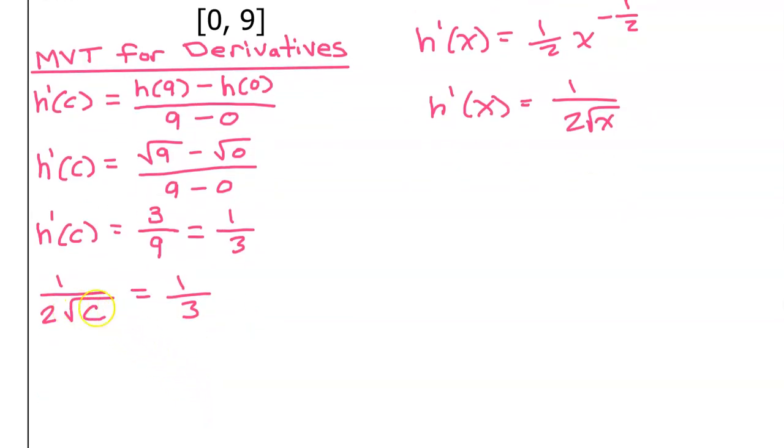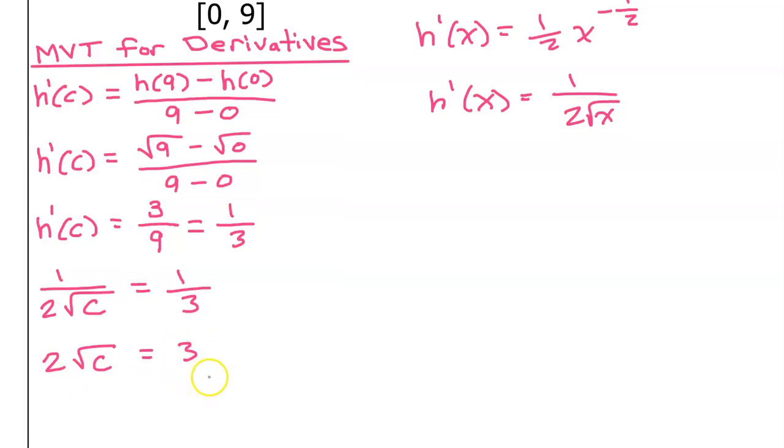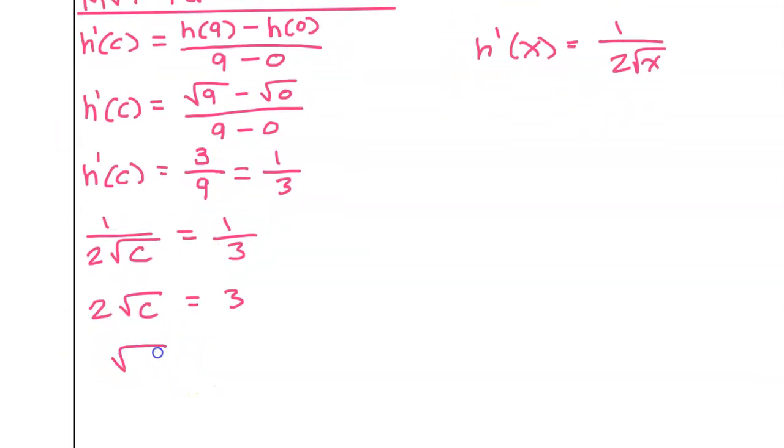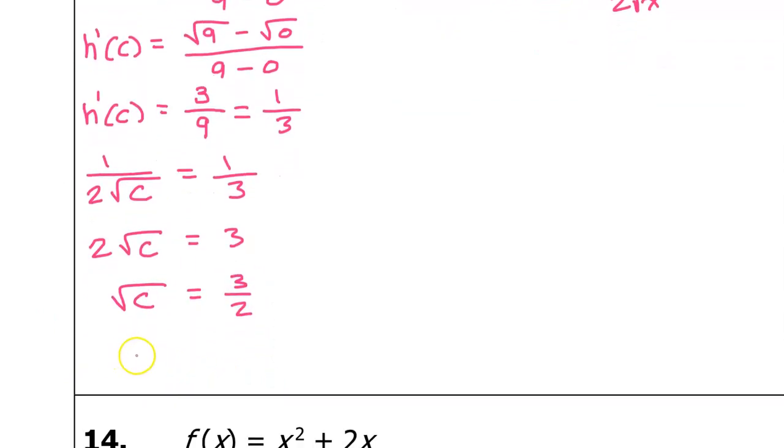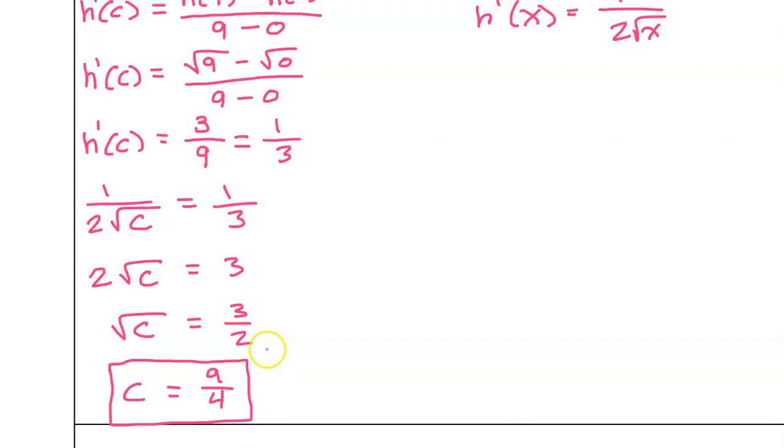Let's take the reciprocal of both sides of this equation. That will give us 2 radical c is equal to 3. Dividing both sides by 2, we have radical c is equal to 3/2. If we square both sides of the equation, we get c is equal to 9 over 4. So this is the value of c whose existence is guaranteed by the mean value theorem, the one for derivatives.